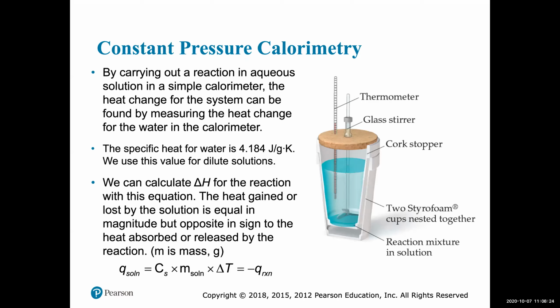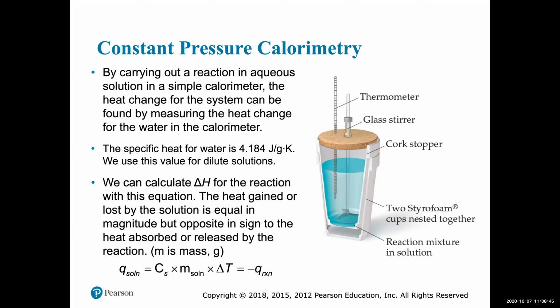Another type of calorimetry is called constant pressure calorimetry. And these kind of simple calorimeters like this are going to be constant pressure, because they're done at atmospheric pressure in this type of system. And so atmospheric pressure is essentially a constant pressure, 1 atmosphere.